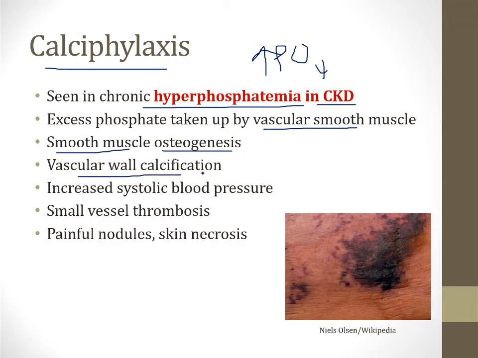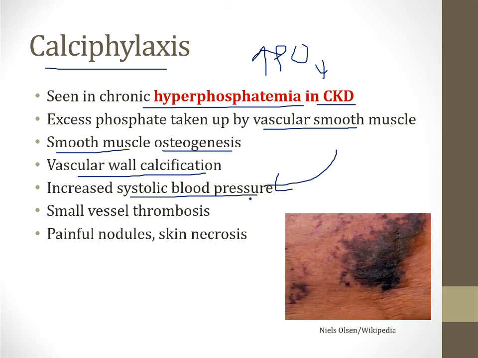This will calcify the vascular wall, and this has a couple of clinical consequences. First of all, the systolic blood pressure will go up. In the cardiology section, I talk about how stiff vessels tend to produce a higher systolic pressure than flexible vessels, and patients with chronic kidney disease often have hypertension for many reasons, and this is one of them.